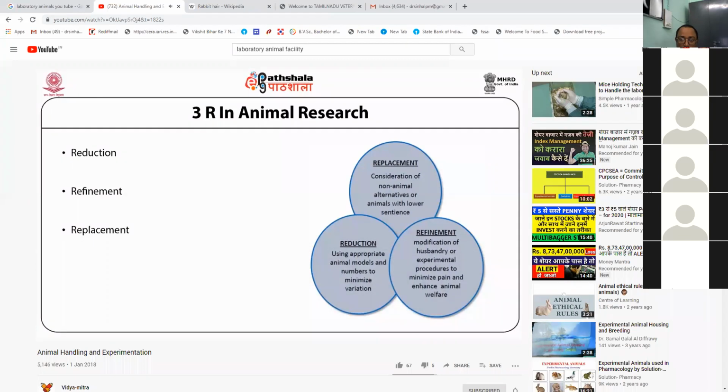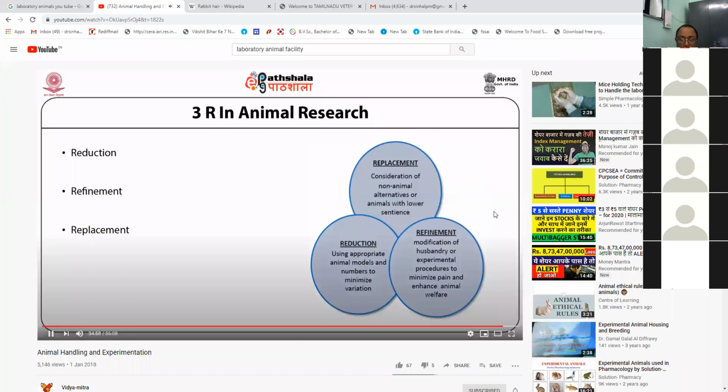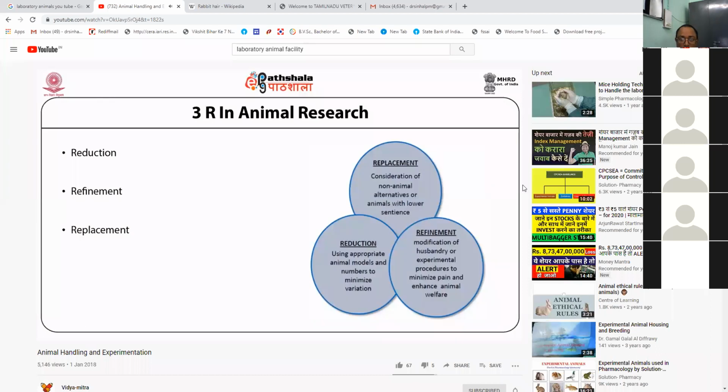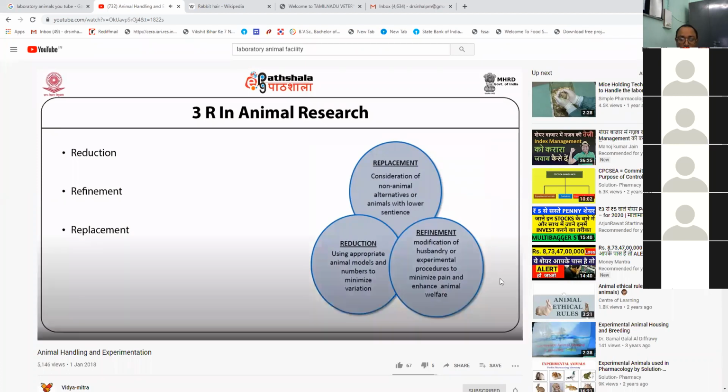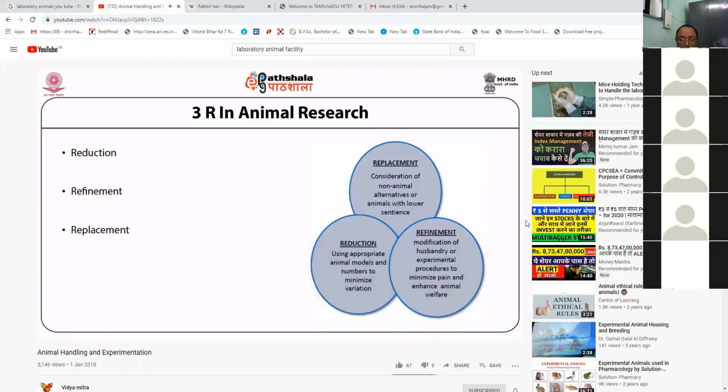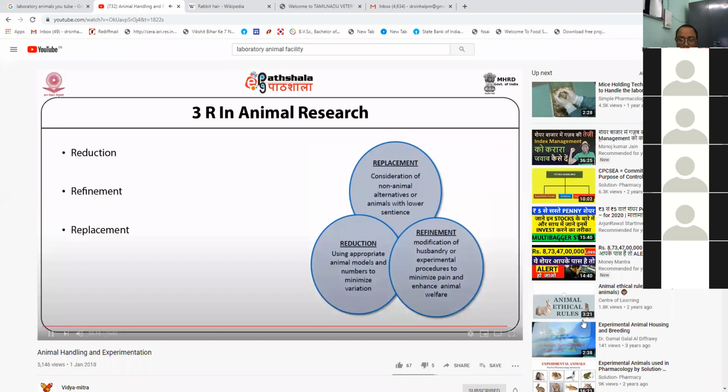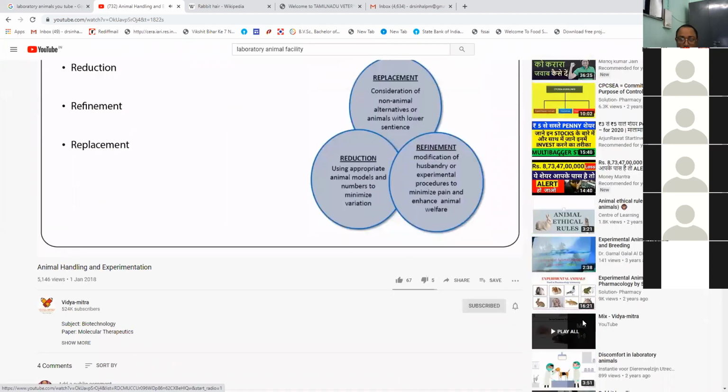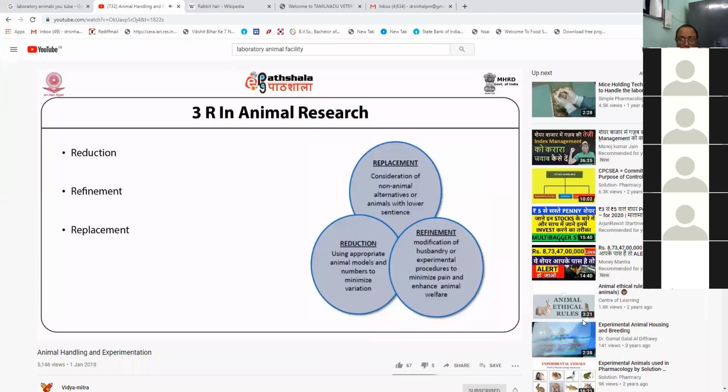Refinement is one of the important husbandry procedures. You should always keep the animals in a proper environment, both micro and macro environment, so the animals will not have any stress or problems during housing. And during the experiment, it is also important to minimize pain by giving proper anesthesia and analgesia, regularly observing the animals after any surgeries, and watching for complications before and after surgery. This should be properly addressed so that the output of the animal research will be better.